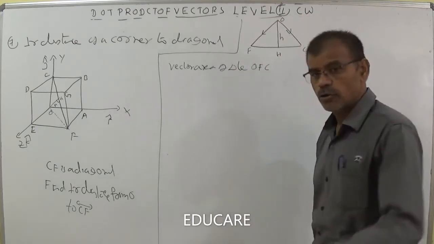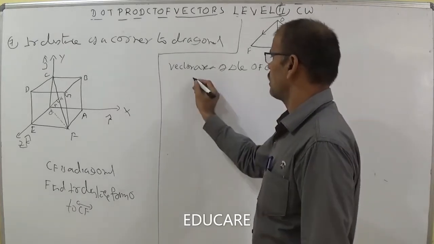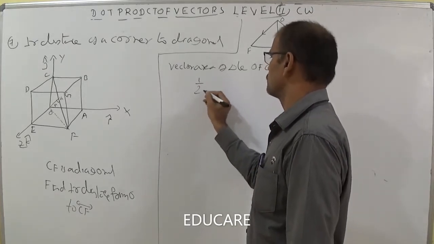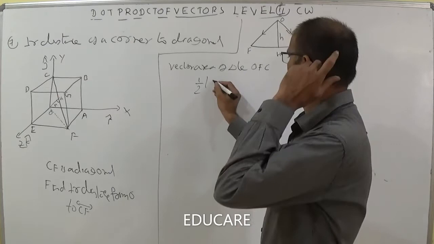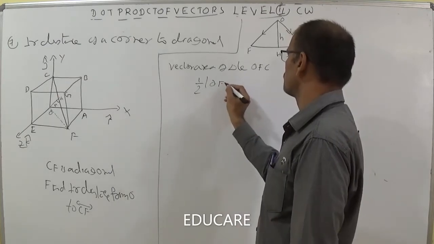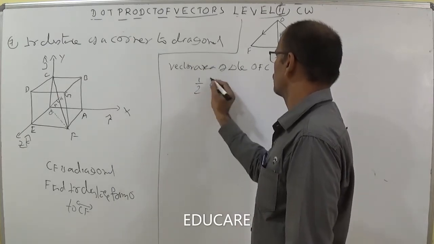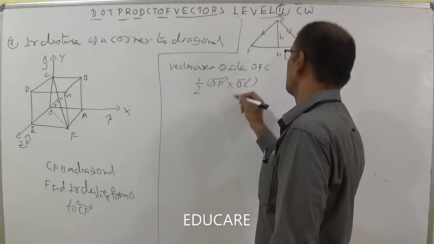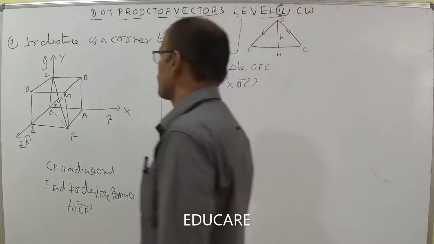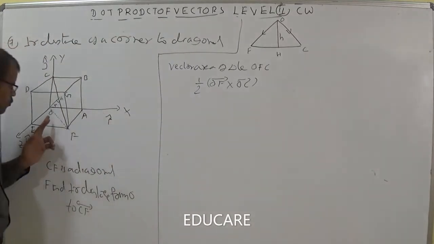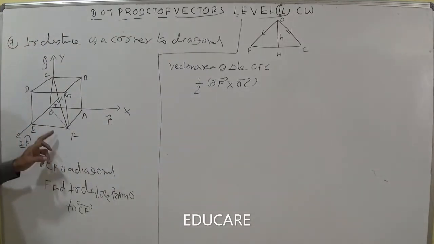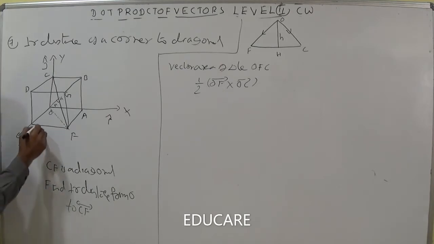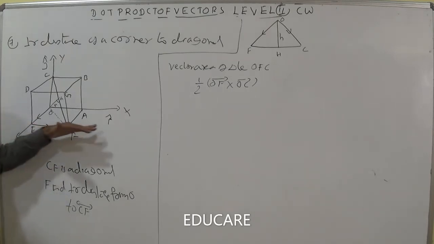The vector area of a triangle you will be learning in the cross product chapter; already in intermediate you learnt. So you can write here half into OF bar cross OC bar. What is O here? O is 0, 0, 0. OF can be understood as this one. This is K, this is I, this is the direction of I.